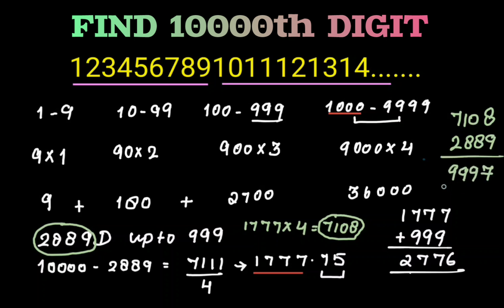Now add this 7108 digits to the 2889 earlier used up digits. We have found that till number 2776, you have used up 9997 digits. So the next number after 2776 will be 2777. 2 will be the 9998th digit, 7 the 9999th digit, and this 7 will be our 10,000th digit. So your answer will be this 7.